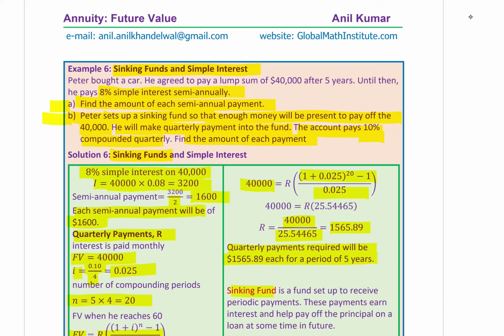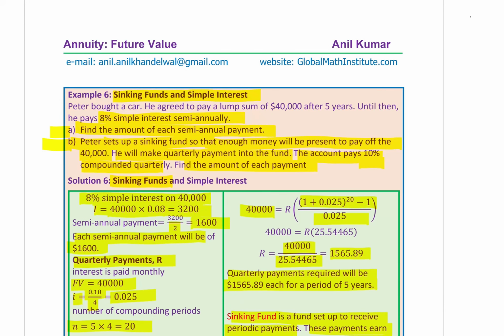So sinking fund, as we discussed, is a fund set up to receive periodic payments. These payments earn interest and help pay off the principal on a loan at some time in future, right? So that is the significance.